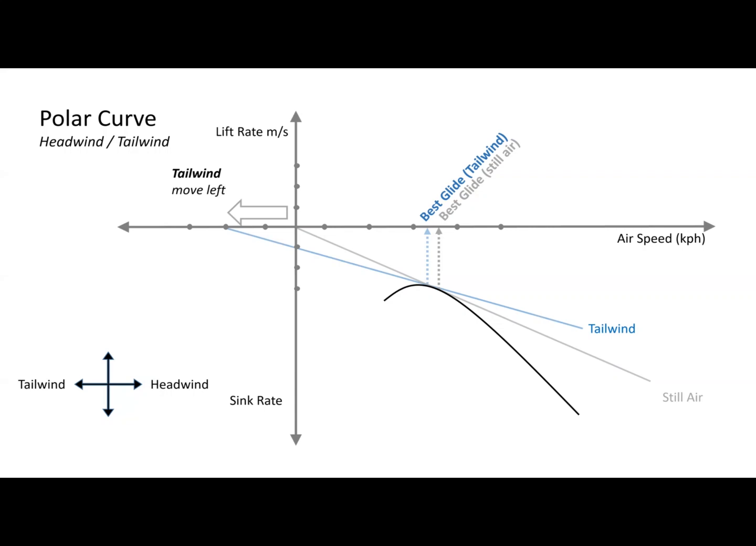So what's that telling you? If you've got a tailwind and you want to maximize your glide, slow down a little. Not a lot. Don't slow down so that you get to the stall. But a little. If you slow down a little with a tailwind, you maximize your glide. That's what this is showing you.